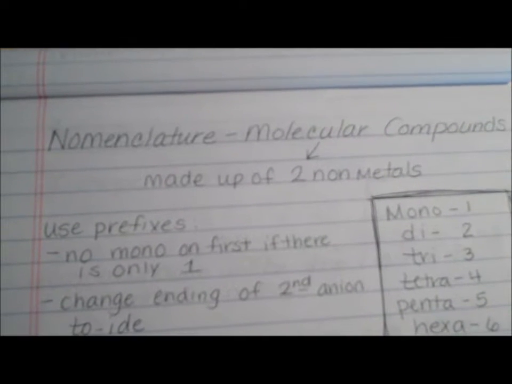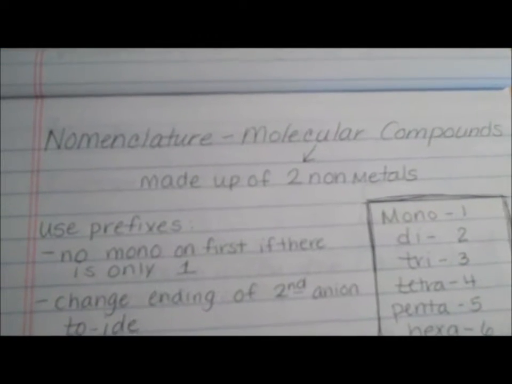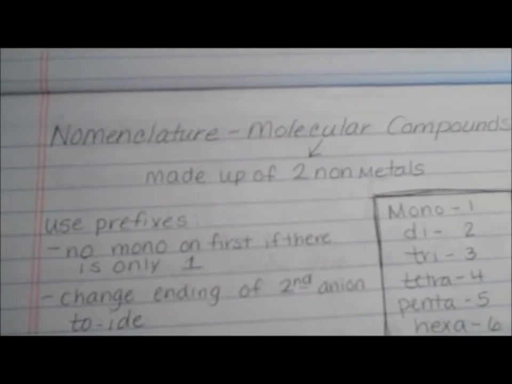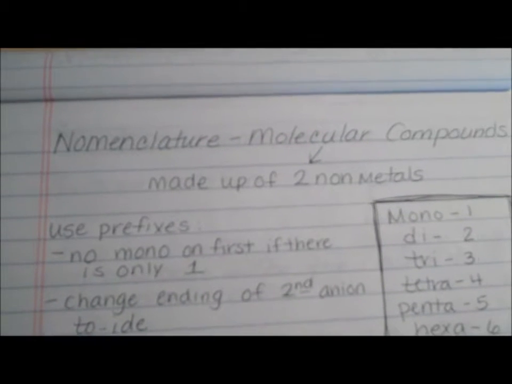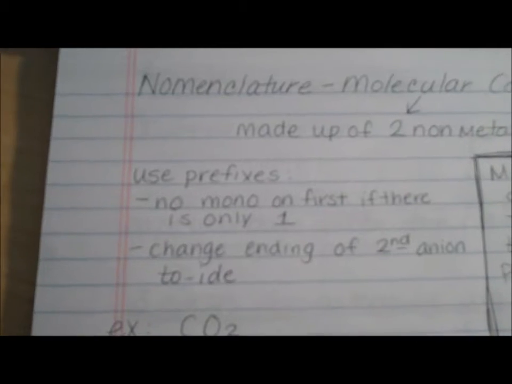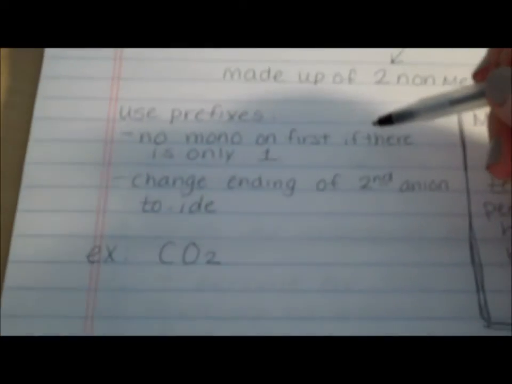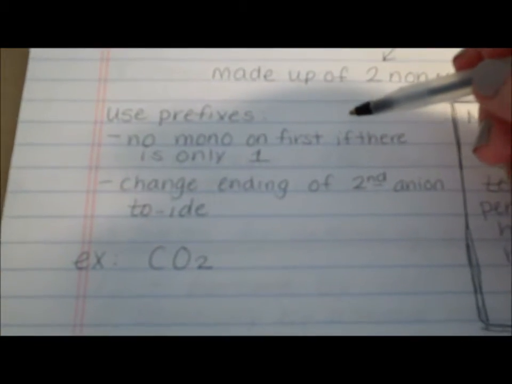This tutorial deals with nomenclature of molecular compounds. Molecular compounds are made up of two nonmetals. Unlike our ionic compounds, it has its own naming system that goes along. Now with our molecular compounds and our two nonmetals, we're going to be using prefixes.